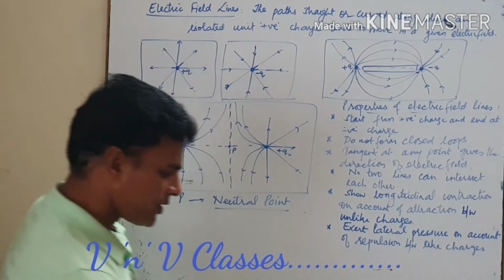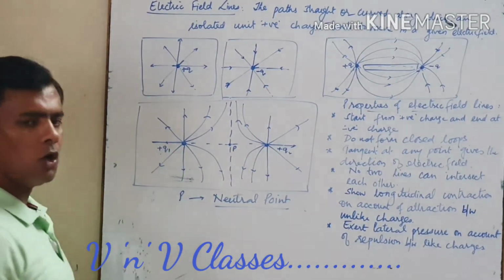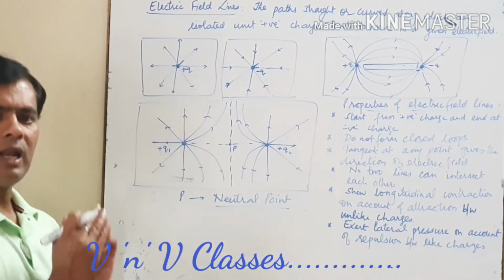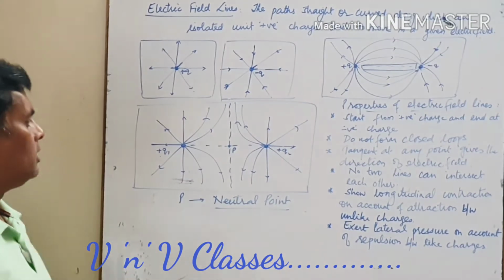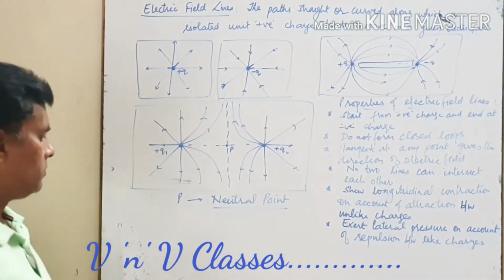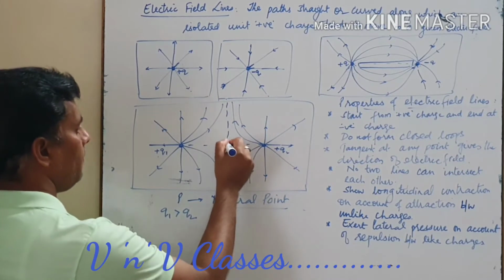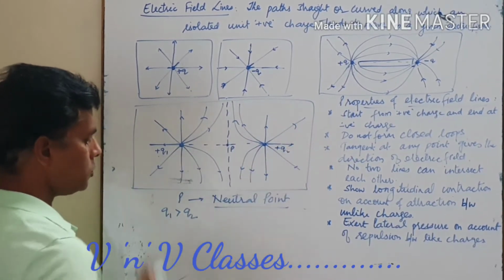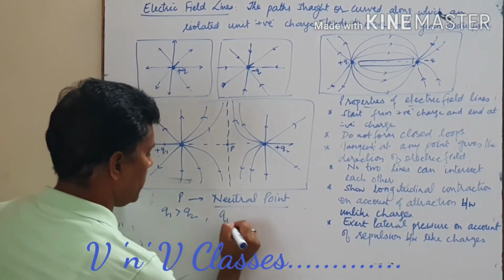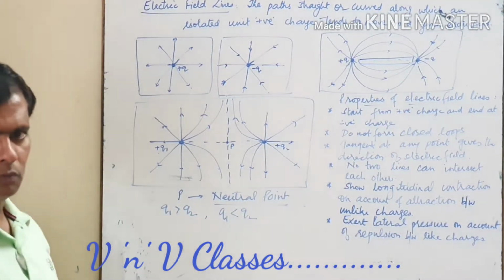Now, one more interesting and important point about this: the neutral point is always closer to the lesser charge. Again, the neutral point is always closer to the lesser charge. It means if here q1 is greater than q2, then P will be near to q2, and if q1 is less than q2, then P will be closer to q1.